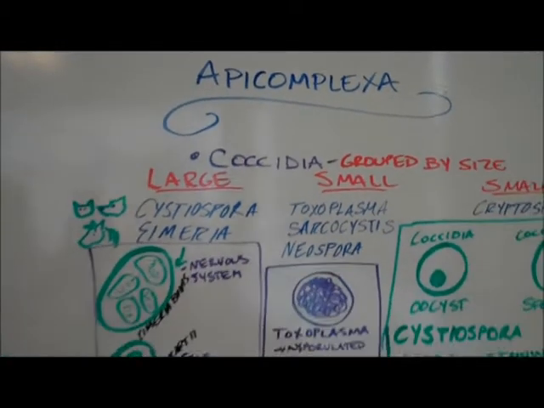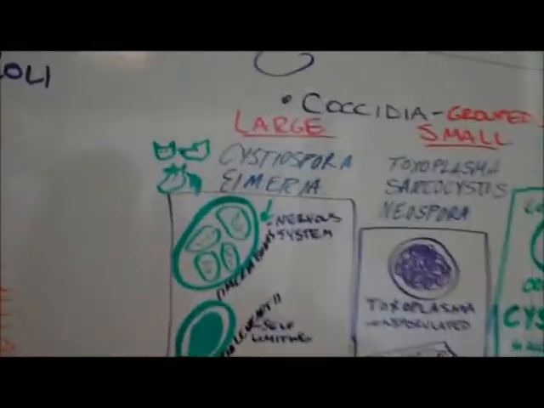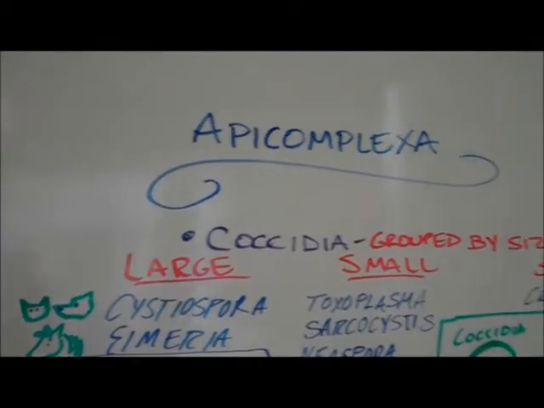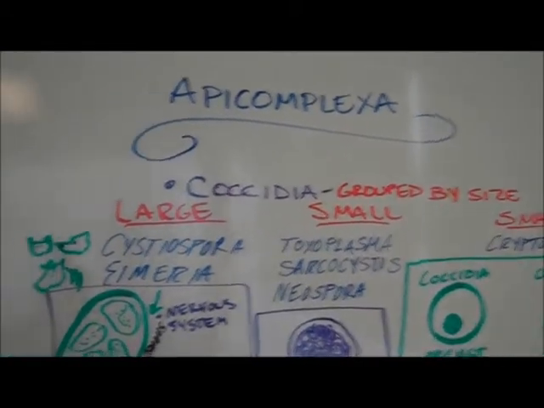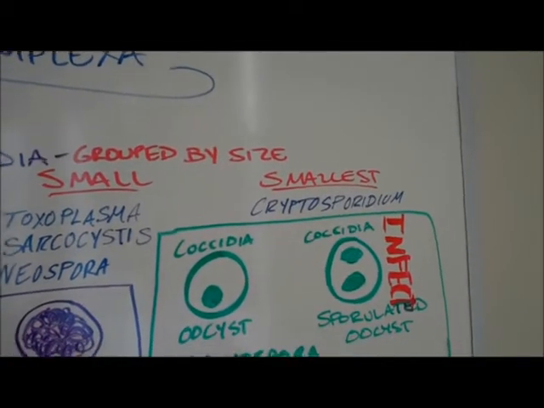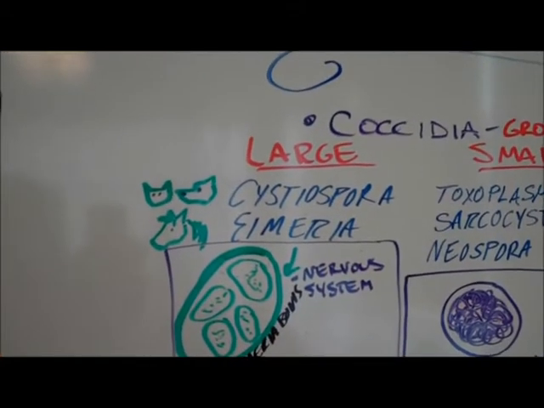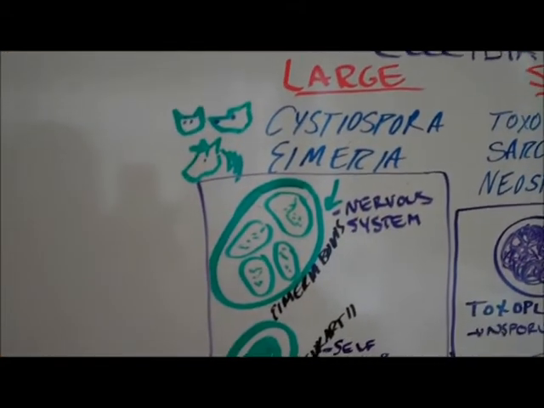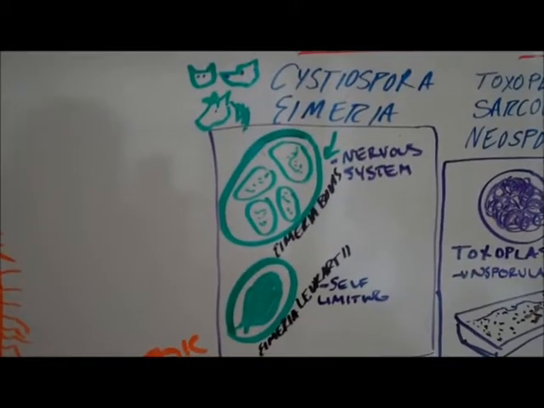Apicomplexa has a lot in it. Coccidians are grouped by size: the large ones, small ones, and then the smallest, which is Cryptosporidium. The biggest ones that you're going to find are the Cystoisospora and the Eimeria. Let's start with Eimeria, because it's right there underneath.